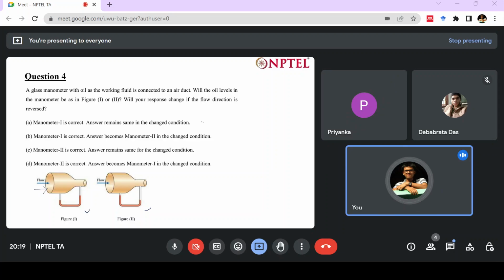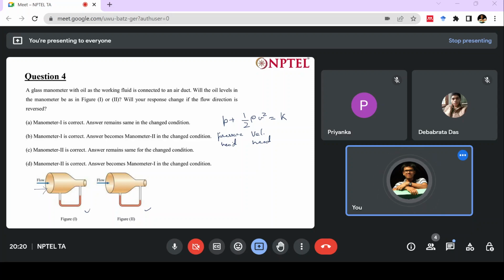So here Bernoulli's theorem is basically P plus half rho v square. This is constant, right? Because body force is not there. So we have a pressure head, we call this pressure head, and this is my velocity head. So the total head will be constant.